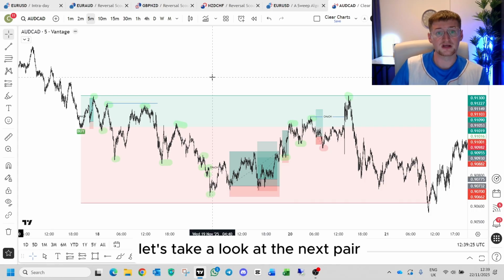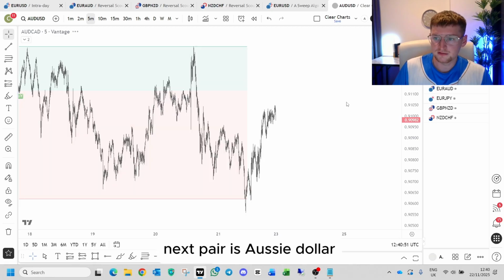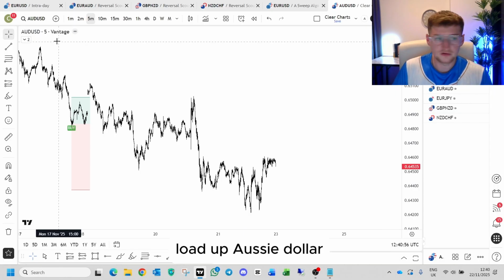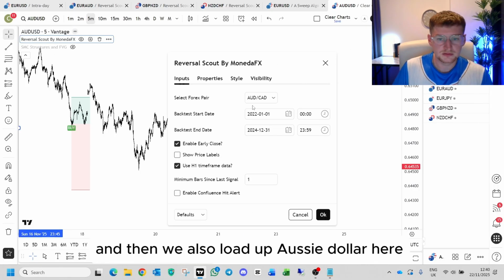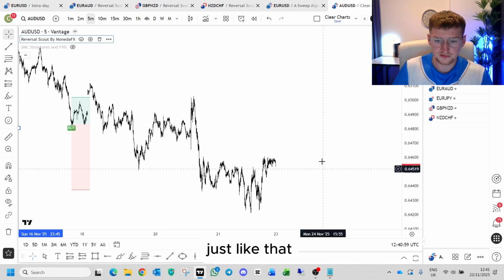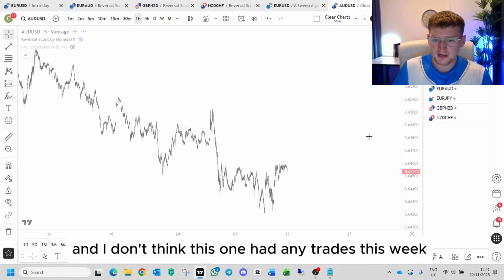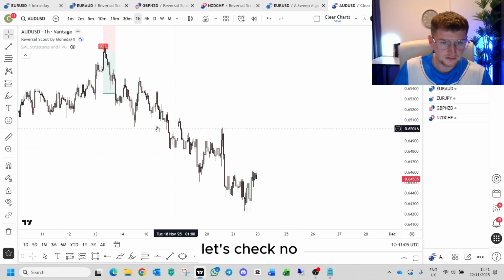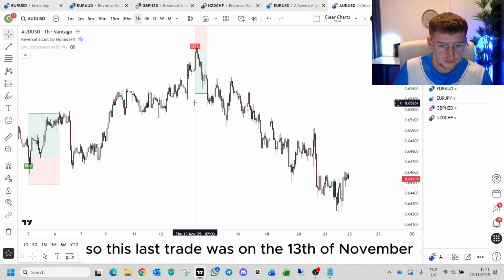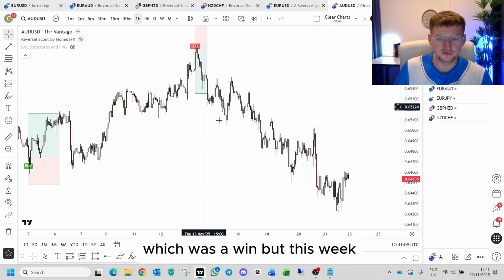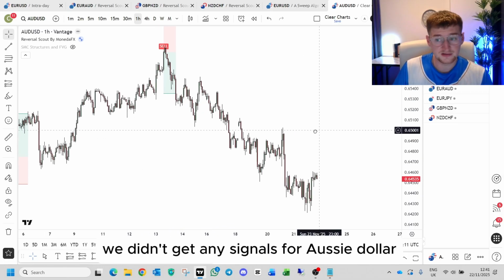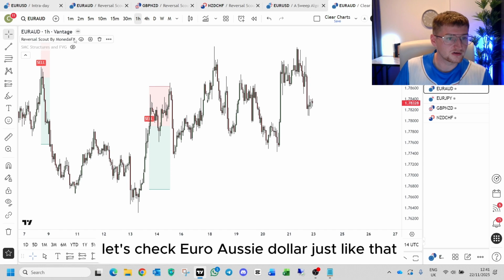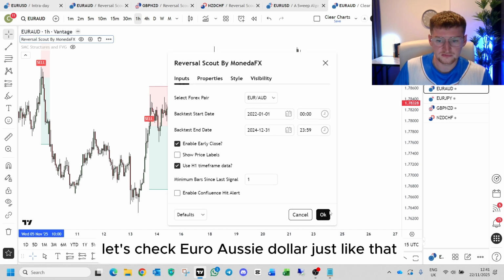Let's take a look at the next pair. Next pair is Aussie dollar. Load up Aussie dollar, and then we also load up Aussie dollar here, just like that. I don't think this one had any trades this week. Let's check. No, so this last trade was on the 13th of November, which was a win. But this week we didn't get any signals for Aussie dollar. Let's check Euro Aussie dollar, just like that.